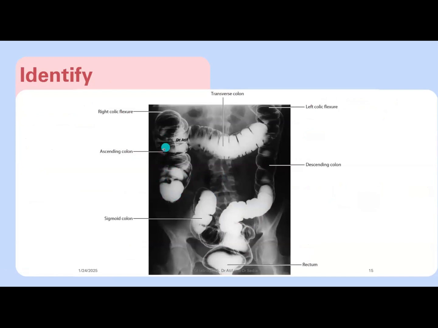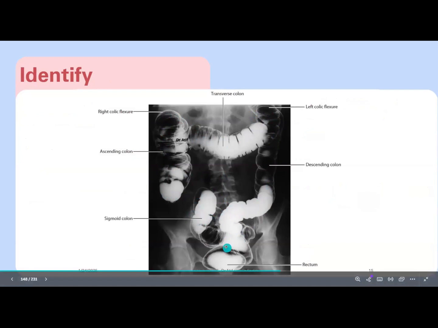First off, we have the ascending colon, the right colic flexure, transverse, left colic flexure, descending, and then you have the sigmoid colon, and then you have the rectum.